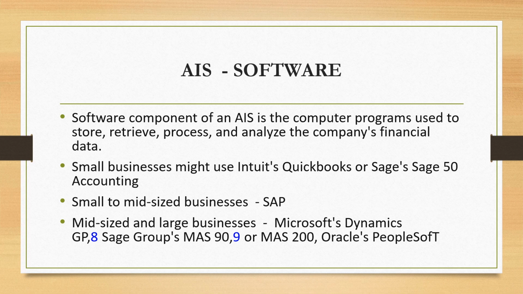For a small business, Intuit QuickBooks or Sage accounting software may be used. If it is a mid-sized business, we can go for SAP. If it is a large business, we can go for Microsoft Dynamics GP and the Sage Group, then Infor and even Oracle's PeopleSoft. So these are the software available for accounting.